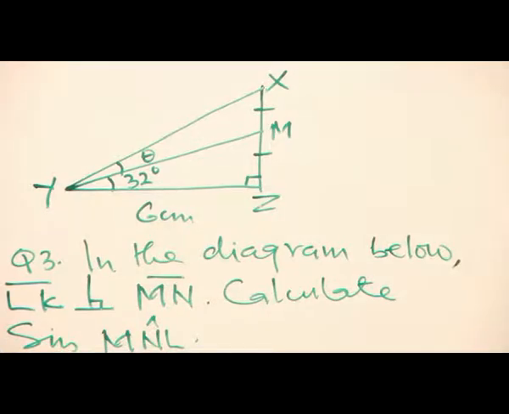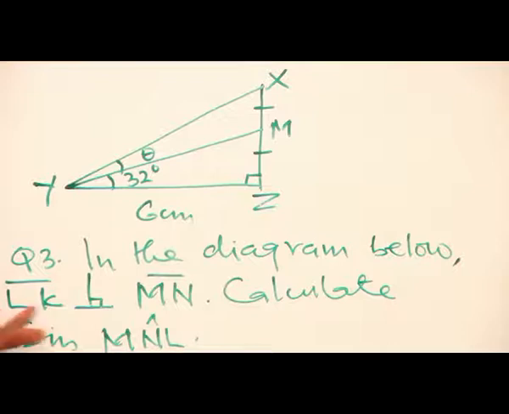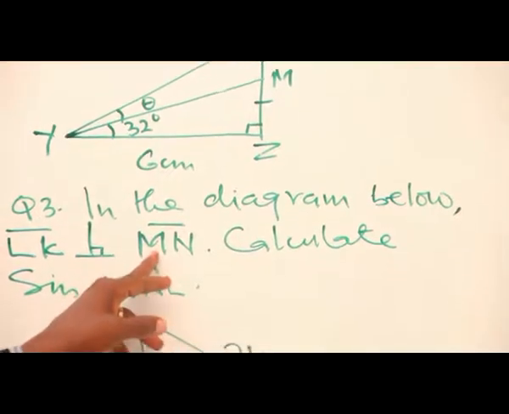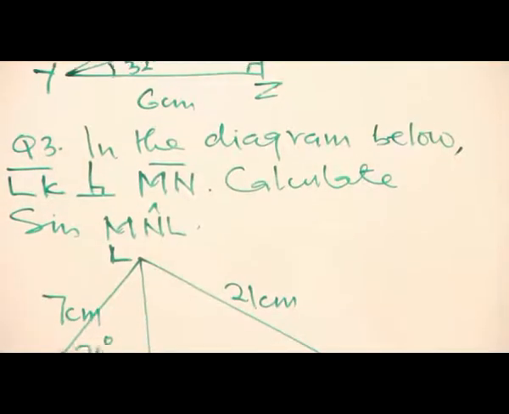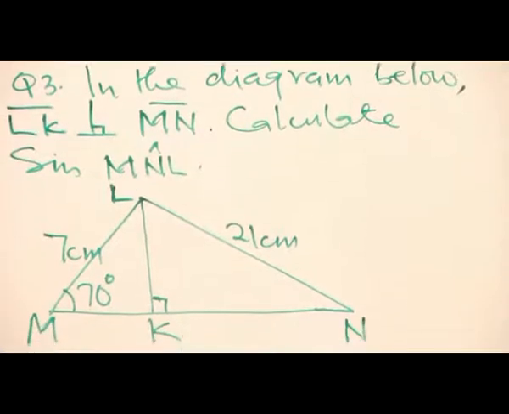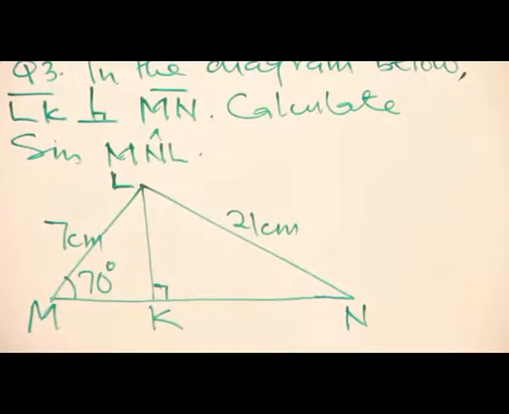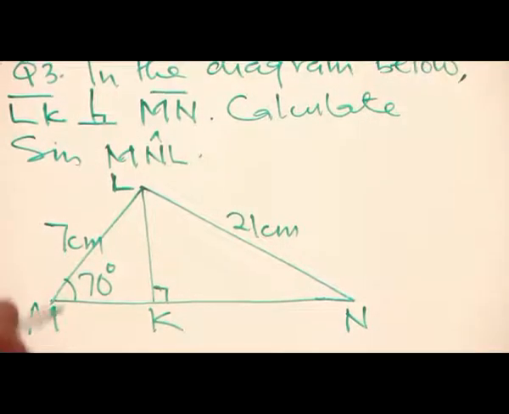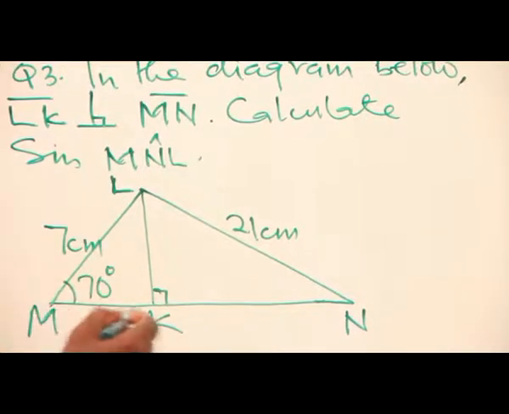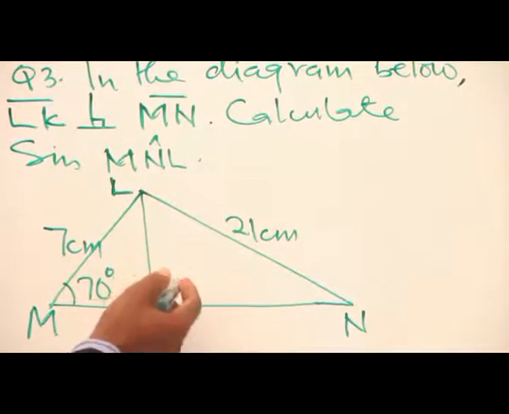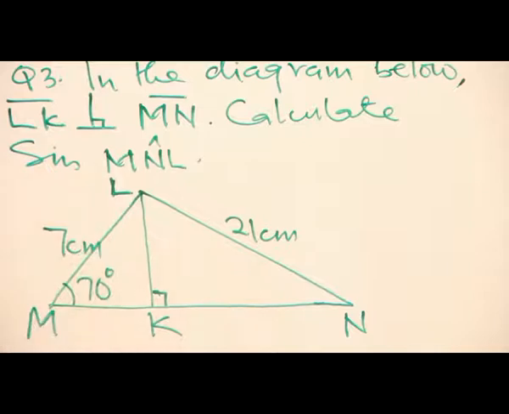Question number 3. In the diagram below, the line segment LK is perpendicular to the line segment MN. Calculate the sine of the angle MNL. You can see the diagram representing the information from where you will find the value of sine MNL.